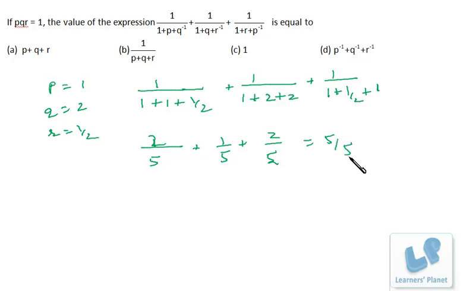So still we are getting 1. That means our answer is independent of the variables. So this is 1. I hope you are clear.